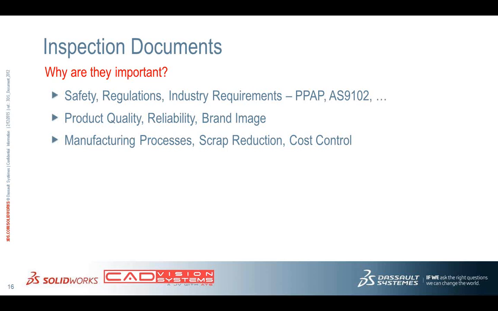So why is the inspection report so important? It plays a very important role in a product cycle, because it ensures that the products are able to work fine and comply with safety regulations and industry requirements like PPAP and AS 9102. These are all the industrial requirements. Industries like oil and gas, automotive, medical devices, and so on cannot afford to have failed products during operation.